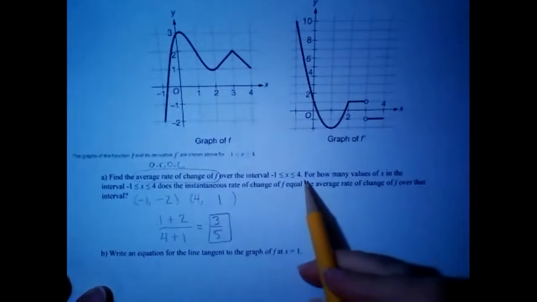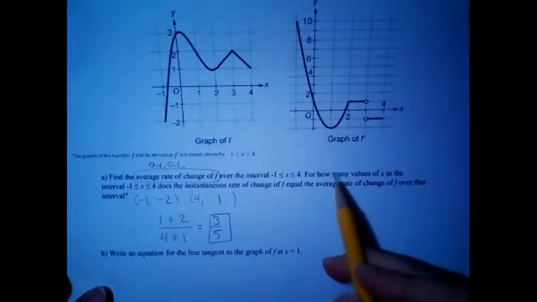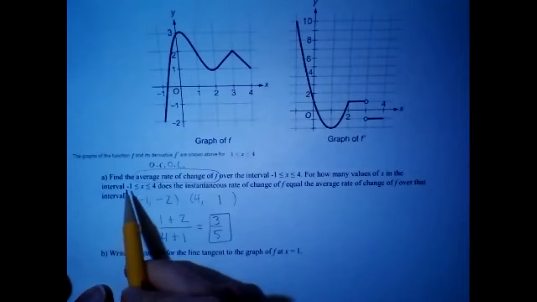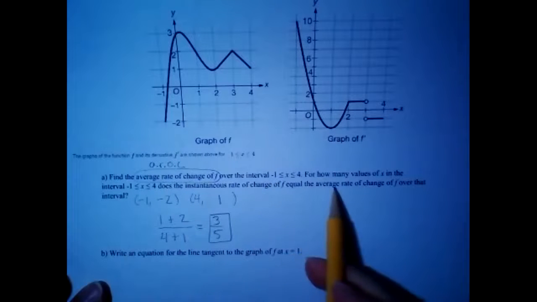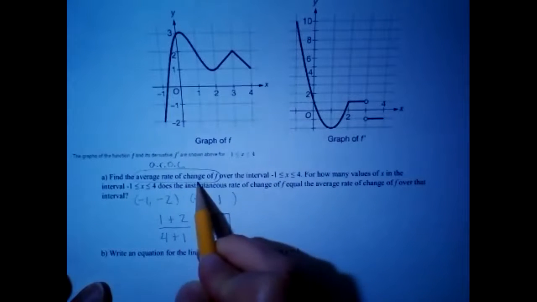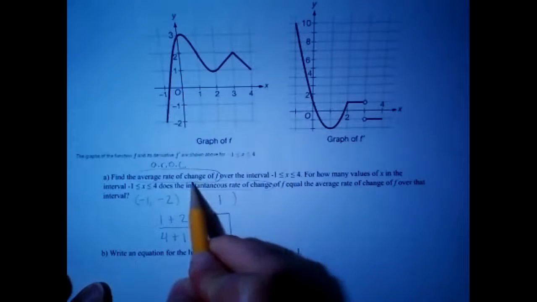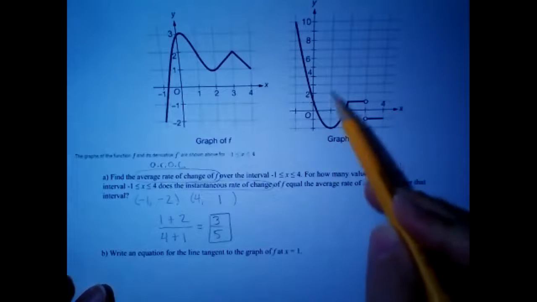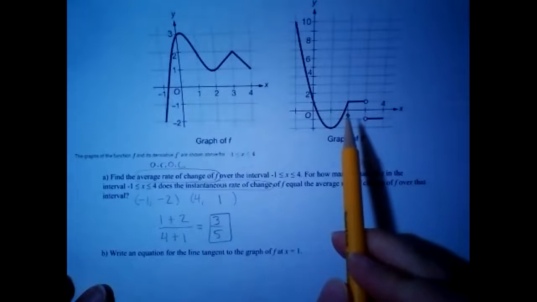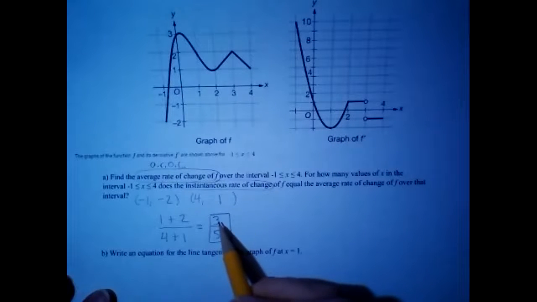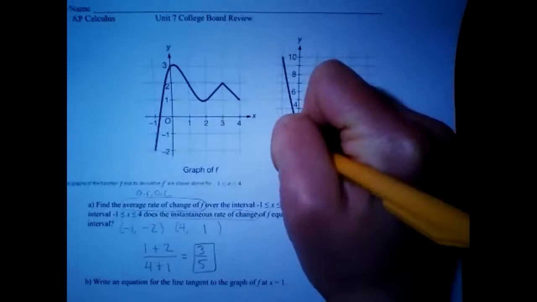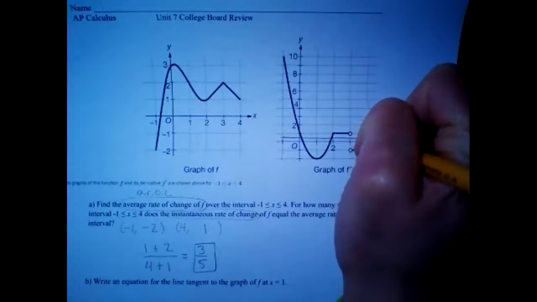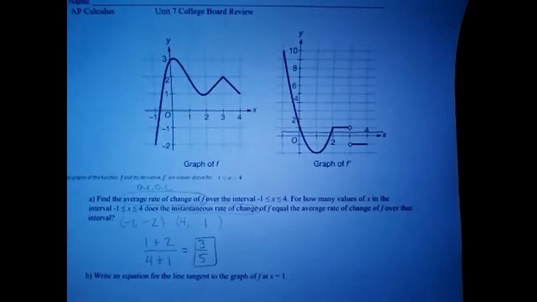But here's the second question. For how many values? So you don't need to find them, just how many are there? For how many values of x in this interval -1 to 4 does the instantaneous rate of change of f equal this average rate of change? So instantaneous rate of change, that means derivative. So now we're looking at this graph of f prime, and we want to know how many times that graph equals 3/5. So let me just draw in 3/5. 3/5 would be between 0 and 1. It would be in here somewhere. So like here's 3/5, close enough. How many times does that intersect the graph? That's all that they're asking for.